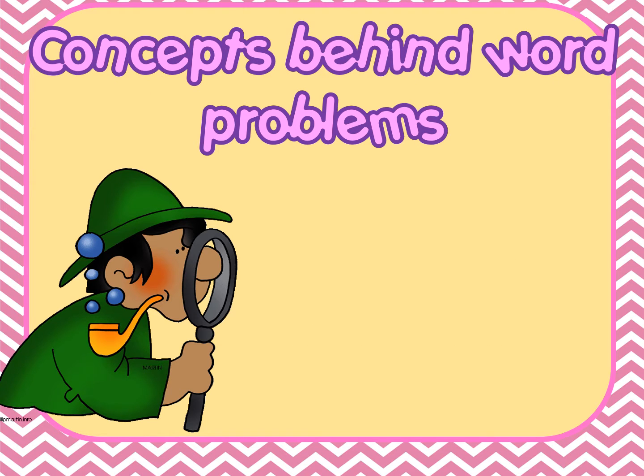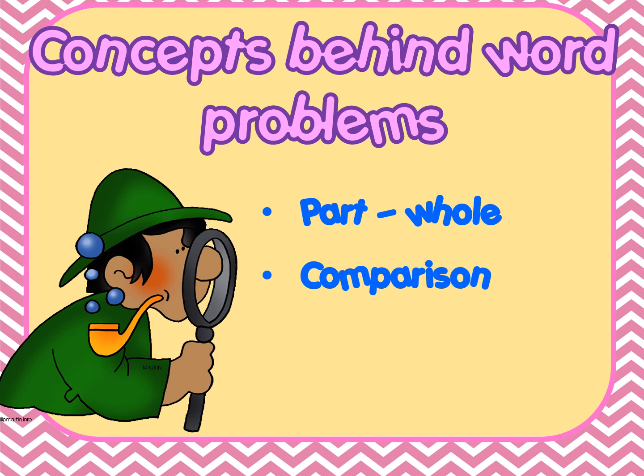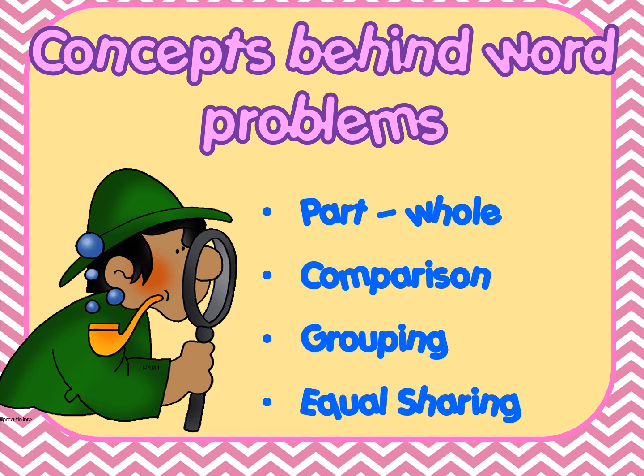Okay, what are the concepts behind word problems? Now, we have learned in our previous chapters that when we are solving a word problem, we need to identify what kind of concept is behind each word problem. If you can recall, we have the part whole concept, the comparison model concept, the grouping concept, that's for your multiplication and division where you have to write your GOT, and the equal sharing concept, same as multiplication and division, you have to use GOT to find out, right?